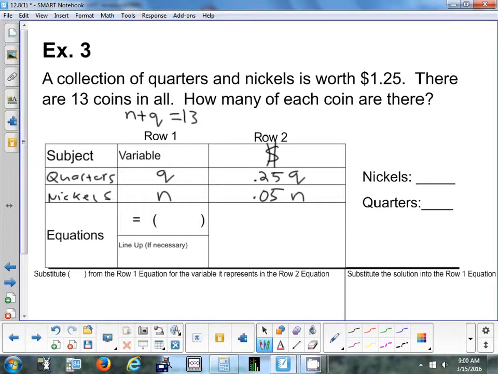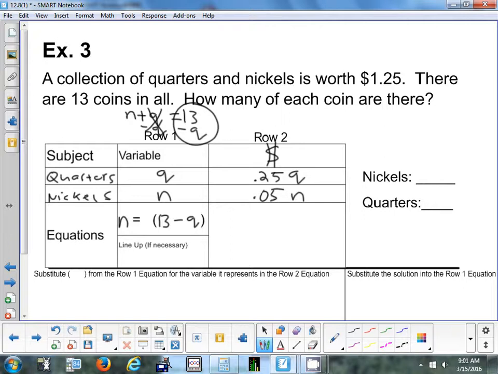So can somebody tell me what to do to get a letter by itself? Subtract. Sure, subtract Q from each side. Perfect. Now I'm going to write that answer down here. What letter did we just get by itself? N. N equals, what's going to be on the other side? What do I have right there? 13 minus what, Corey? Good.